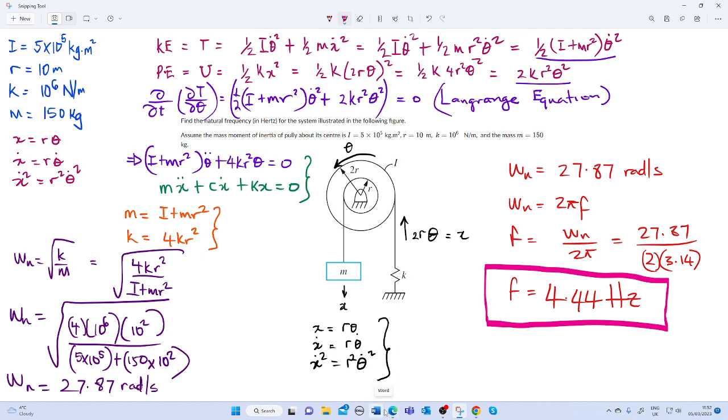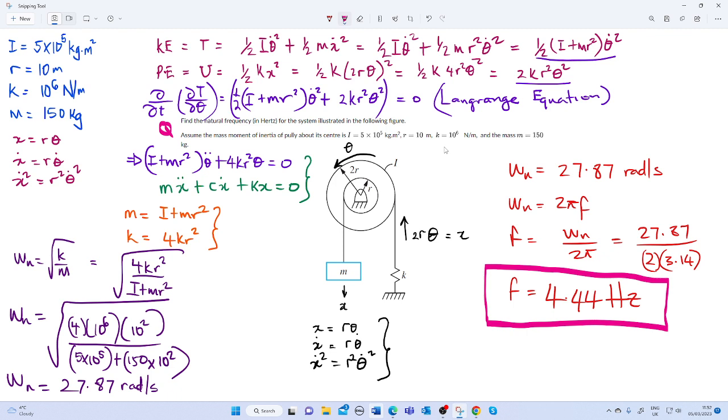Today we have another question from natural frequency of a mass system. Now let's read through the question. Find the natural frequency in Hertz for the system illustrated in the following figure below.